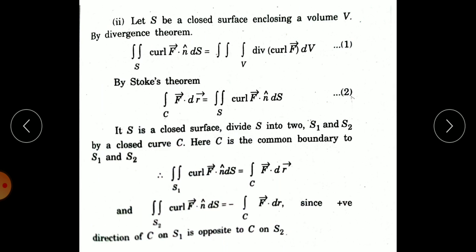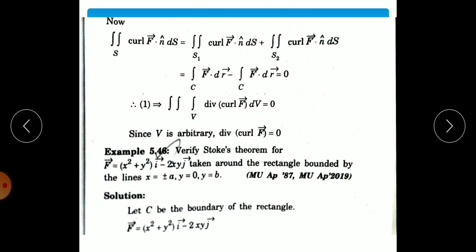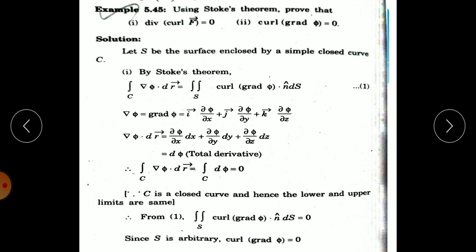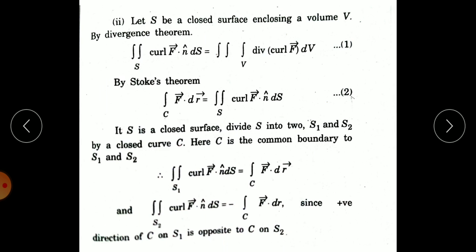we are going to prove divergence curl F equals 0. So please change it: the one here is the second subdivision, and the one here is the first subdivision. Please change it over there.